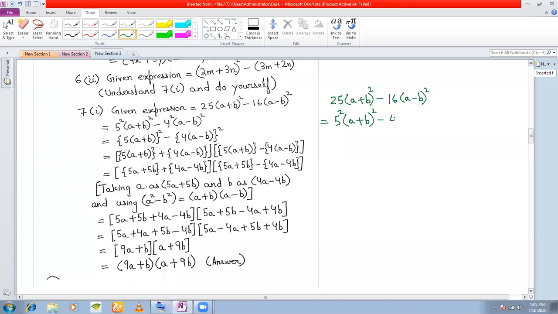And 16 is also a perfect square, so I write 16 as 4 square. Okay, so now see, this entire term becomes a perfect square because I can write this as 5 times a plus b whole square. I can write or not? And this becomes 4 times a minus b, whole square.